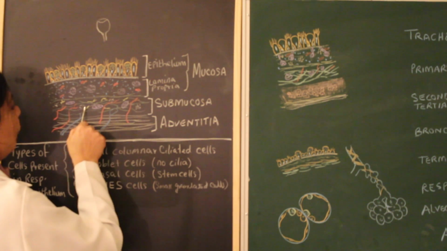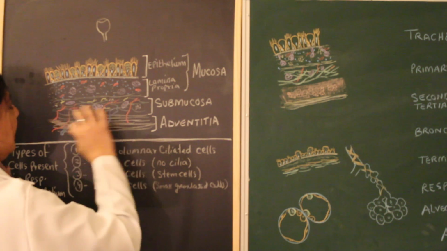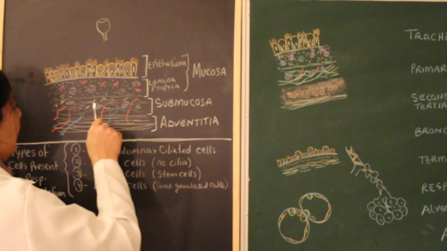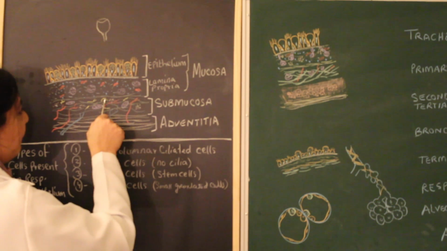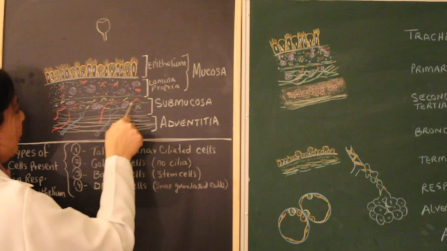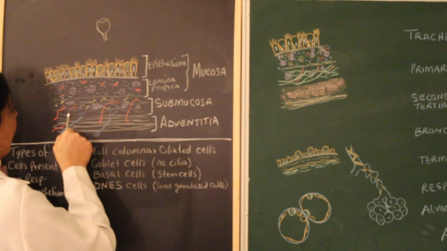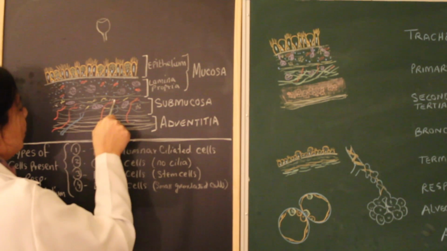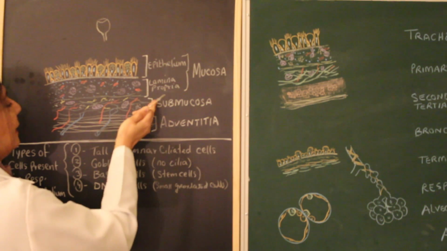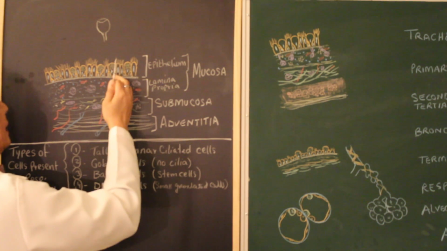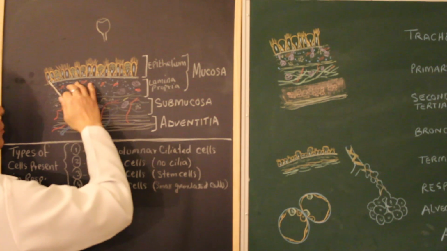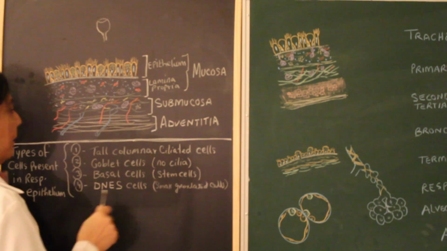Then we have these clusters of lymphocytes. These are known as the lymphoid nodules, which will be present in the submucosa. Then we have the autonomic nerve fibers, which are here in the submucosa. And then these arterioles and venules are accessing the submucosa, and then the capillary network you will be finding in the lamina propria, and so on.